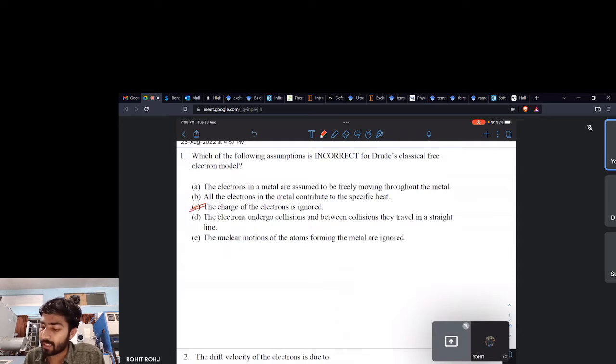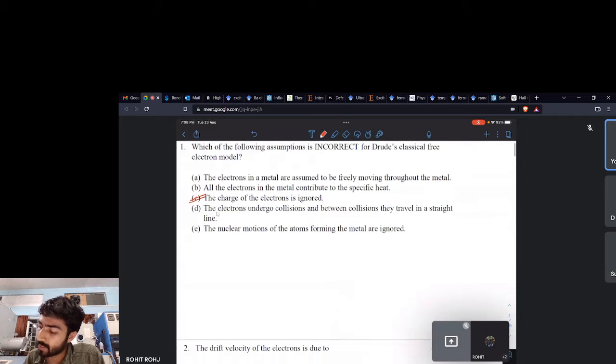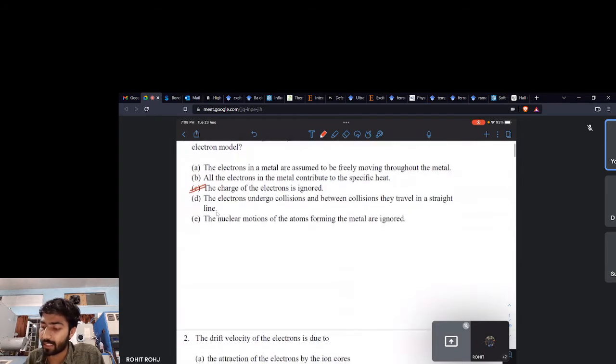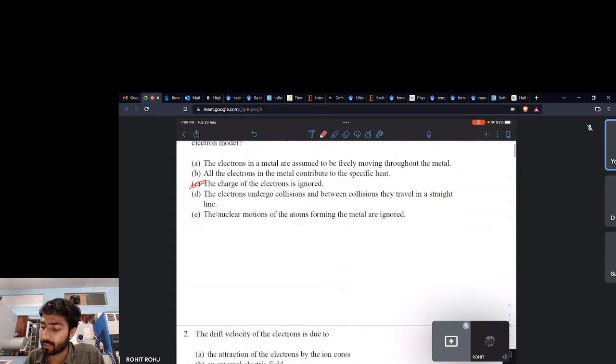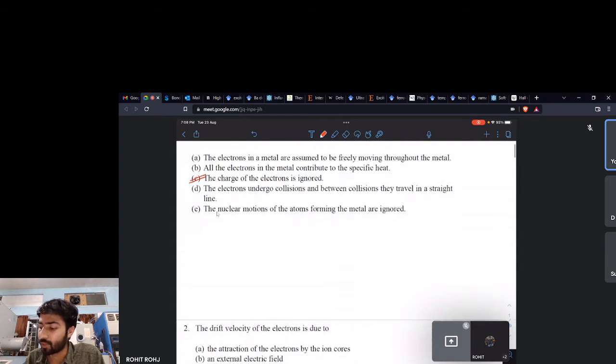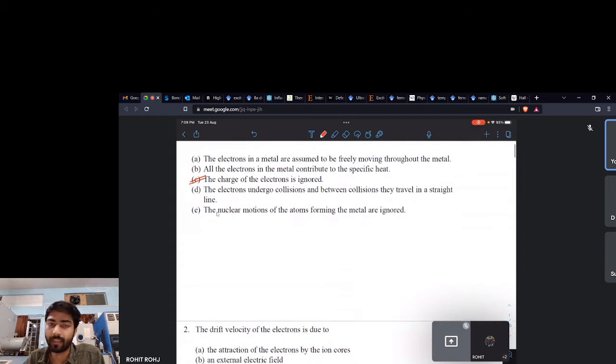The electrons undergo collisions, and between collisions they travel in a straight line. That's how mean free path is defined. And nuclear motions of atoms forming the metal are ignored, as they constitute a constant background among the sea of electrons.